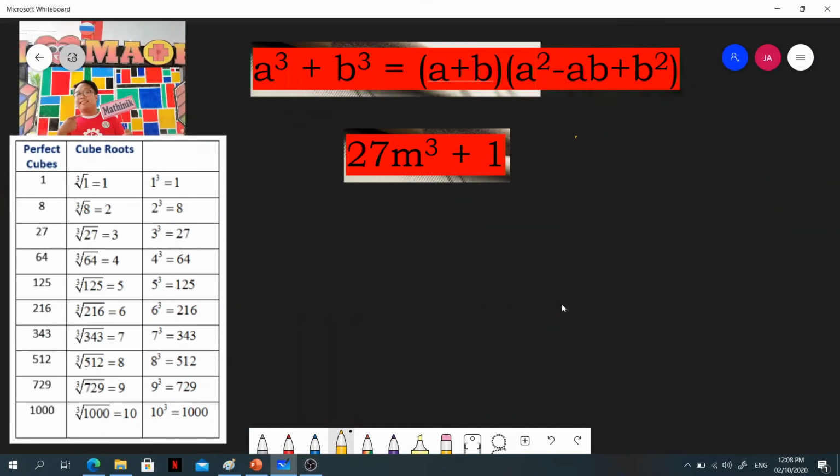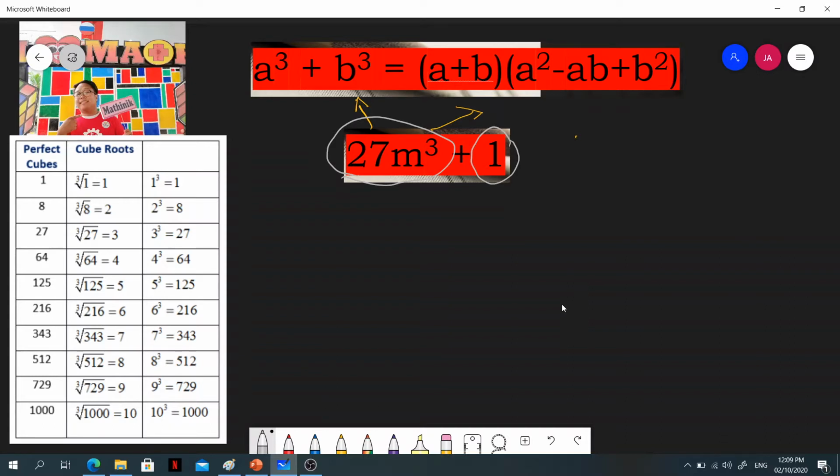So we have here a given 27m cubed plus 1. By inspection, okay, we are sure that this expression is factorable using sum of two cubes. Okay? So, ito yan. Ito pa lang yan. So, ang gagawin natin, dapat ito maging ganito. Okay. So, ano ang una natin gagawin? The first thing that we need to do is get the cube root of both terms. 27m cube at saka yung 1.